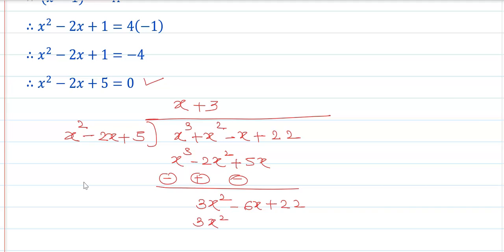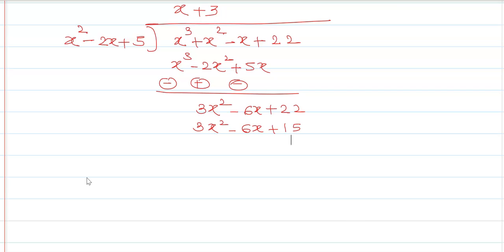3 into minus 2x, you will get minus 6x. 3 into 5, you will get 15. And hence the change in their signs. This is the minus, plus, and again minus. Take it here, 0. Next, this is also 0. And last is 22 minus 15. Then here you will get plus 7.